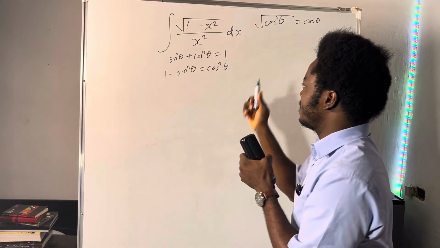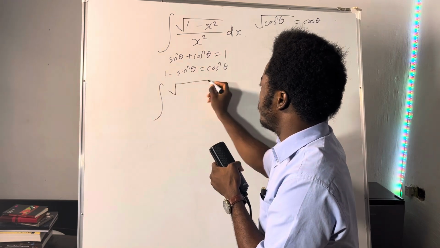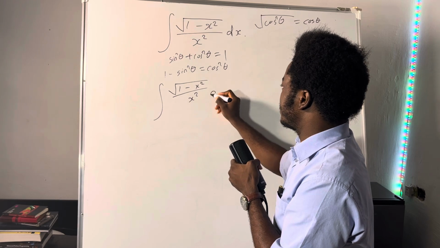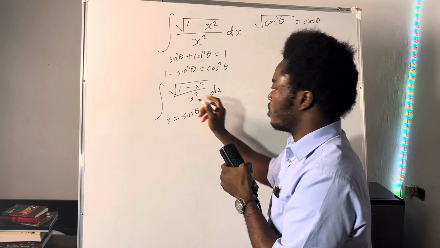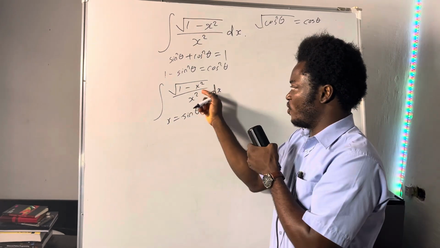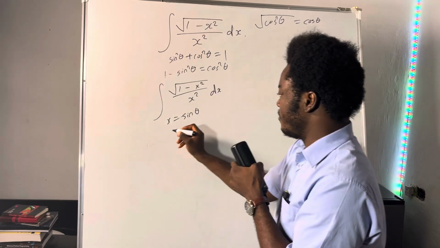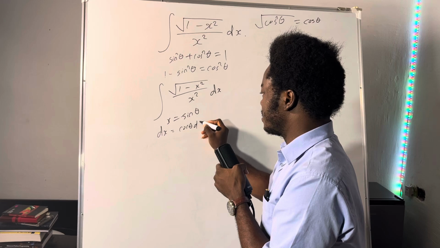So what we are going to do here is that we're going to consider this integral, which is the square root of 1 minus x squared all divided by x squared dx. And then we're going to let x be sine theta, because we badly need to get sine squared theta inside this square root. So that is why we're going to let x be sine theta. Then from here, we're going to look at dx. This will be cosine theta d theta.